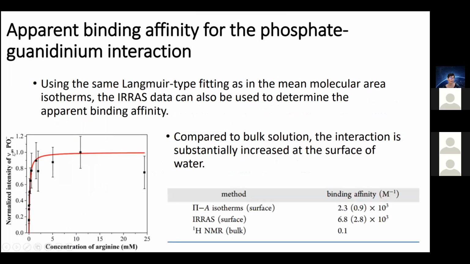Now here we're doing a Langmuir isotherm curve again, fitting to a Langmuir isotherm, but now we're plotting the asymmetric stretch of the phosphate instead of the expansion of the isotherm, and we can pull out the binding constants, the binding affinity. From NMR measurements that were done in the Flood lab, we get about 0.1 of binding affinity, but at the surface with the infrared, we get about 7 times 10 to the 3. So about 10,000, right? A 10 to the 4 increase, a 10,000-fold increase in binding affinity at the surface compared to the bulk. The isotherms give us a little bit lower value, but on par with the infrared. I'd say the infrared is more reliable because, again, it's giving us that molecular probe.